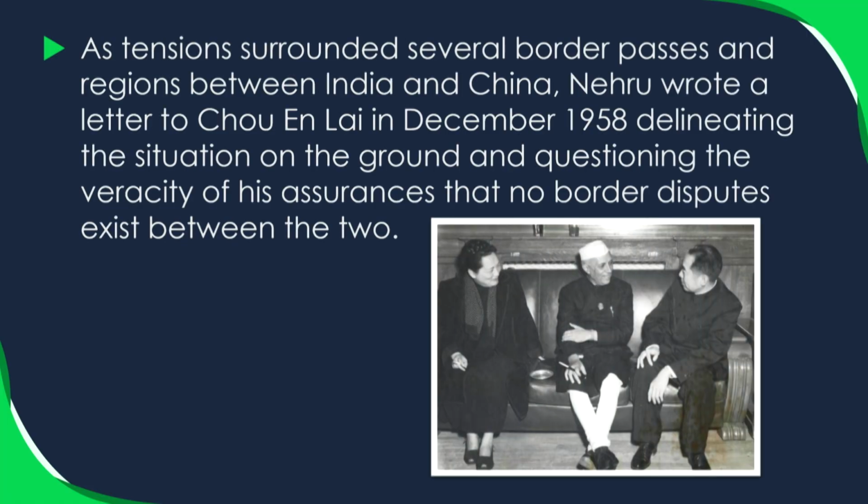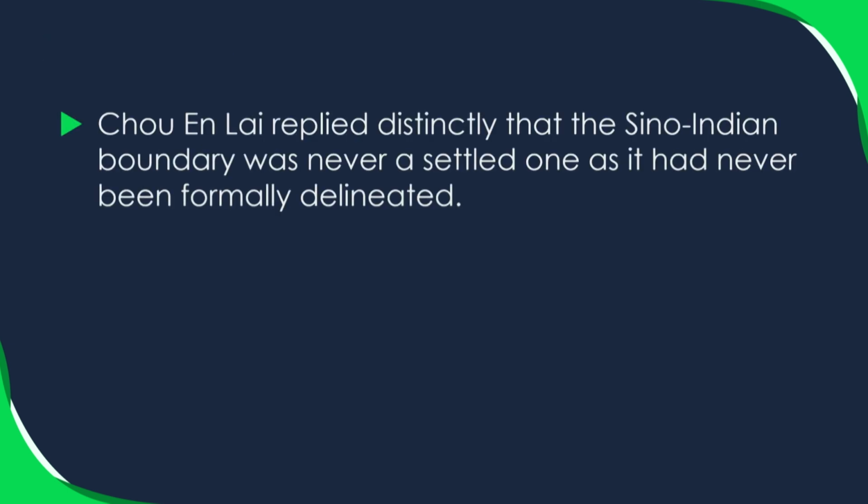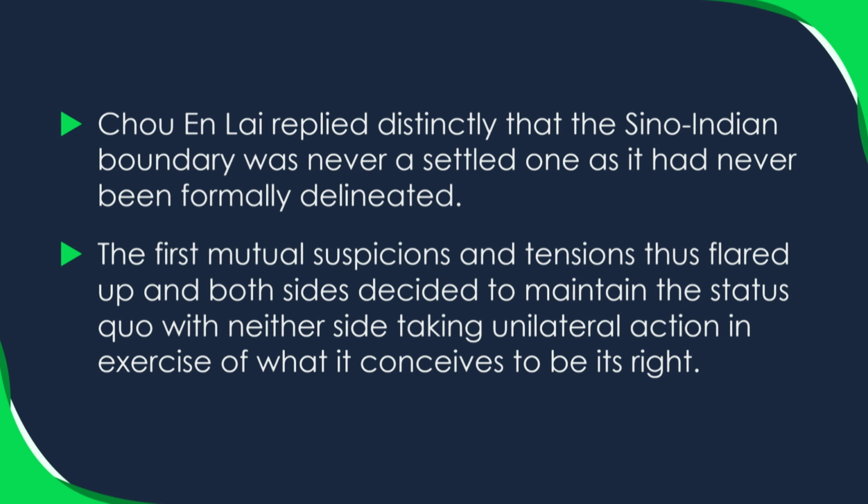As tensions surrounded several border passes and regions between India and China, Nehru wrote a letter to Zhou Enlai in December 1958, delineating the situation on the ground and questioning the veracity of his assurances that no border disputes exist between the two. Zhou Enlai replied distinctly that the Sino-Indian boundary was never a settled one, as it had never been formally delineated. The first mutual suspicions and tensions thus flared up, and both sides decided to maintain the status quo, with neither side taking unilateral action in exercise of what it conceives to be its right.